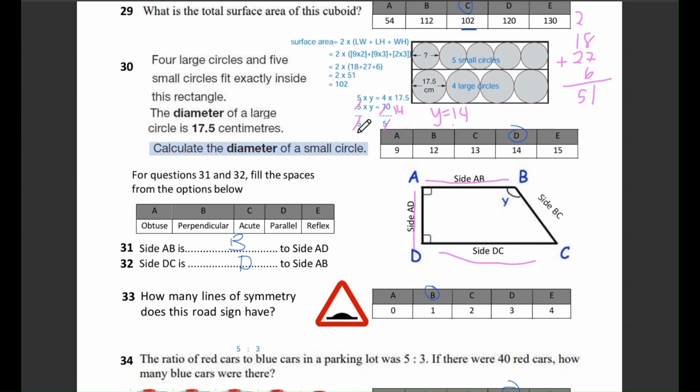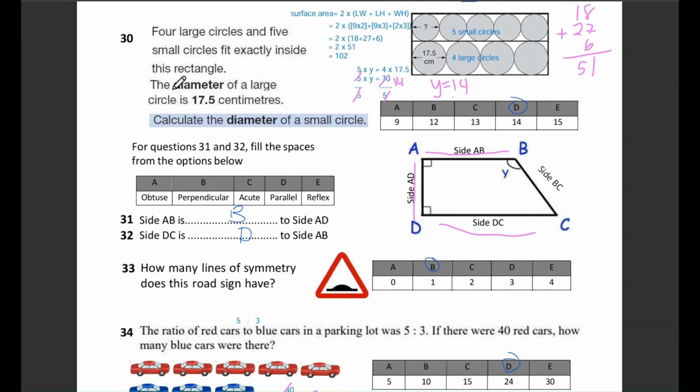Question 30. Moving on, this question is a little tricky. We have a rectangle, inside which we have 4 large circles and 5 small circles, fitting perfectly. We are told the diameter, which is the distance across the center of a large circle, is 17.5 centimeters. The question asks to find the diameter of a small circle. Our multiple choice answers are A 9, B 12, C 13, D 14, and E 15. The correct answer is D, which is 14. The diameter of the small circles works out to 14 centimeters when you do the math, so that all the circles fit just right.